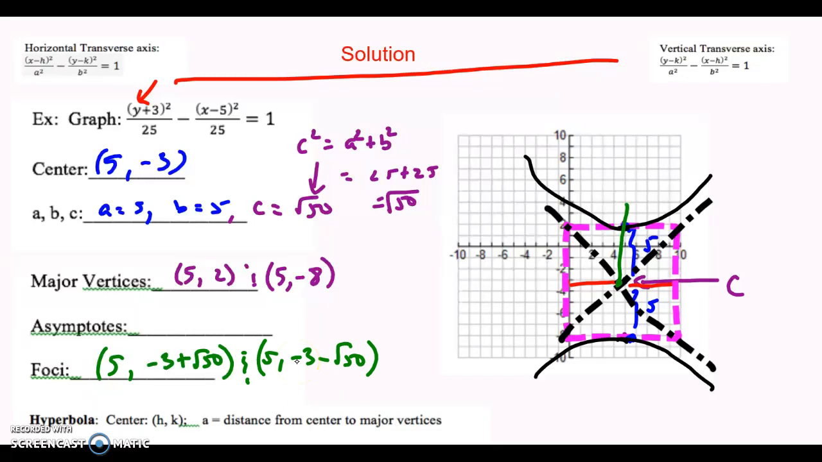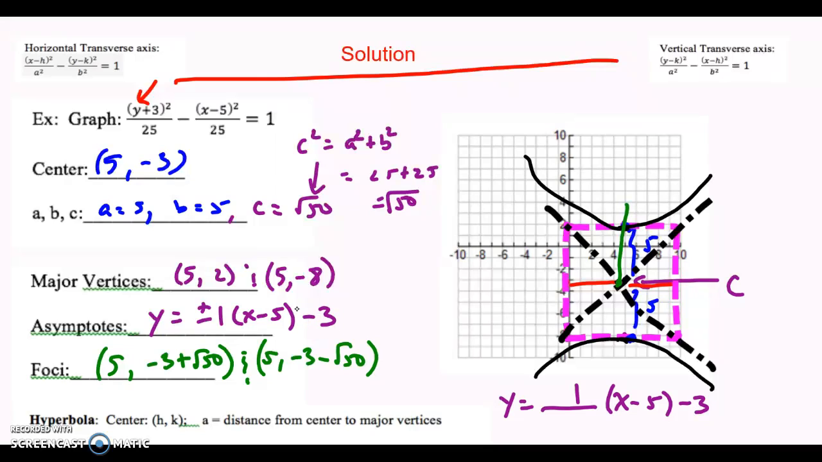Finally, for the asymptotes, I'm going to use that same equation that I developed the last time. y is equal to, I'll fill in my slope in a second, x minus 5 minus 3, because this is my h and k coordinate. And then for the slope, it looks like I went up 5 and I went over 5. That's going to give me a value of 1. I'm going to have a plus 1 here. To get both asymptotes, I'm going to have y is equal to plus and minus 1, x minus 5 minus 3.